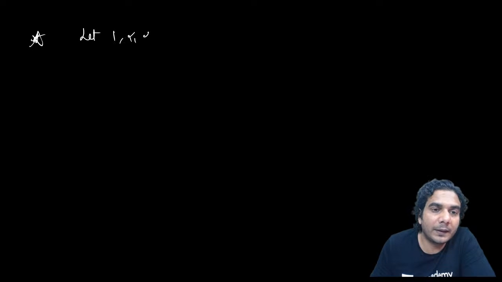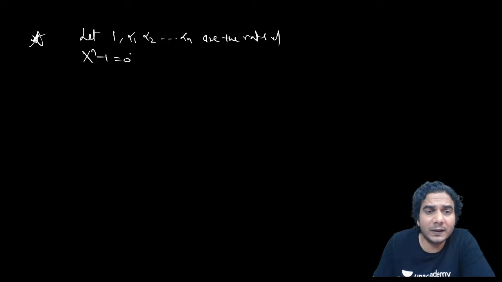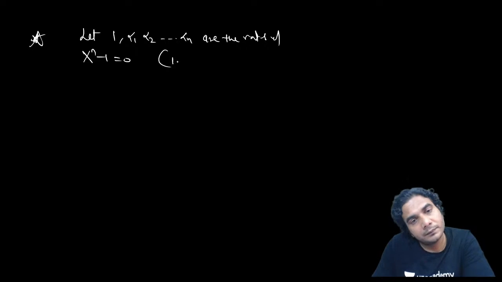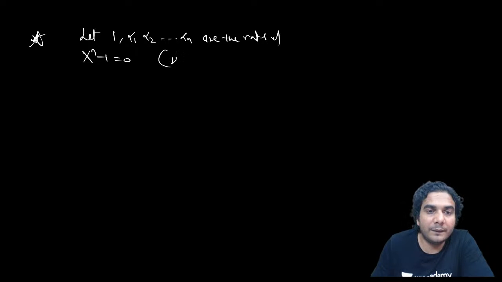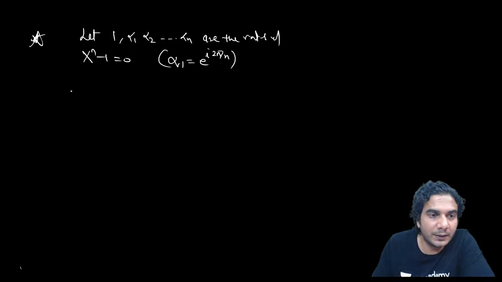Now the next important point. You can write, let alpha 1, alpha 2 and so on up to alpha n be the roots of x raised to n minus 1 is equal to 0. So again alpha 1 is alpha, alpha 2 is alpha square, alpha 3 is... So that means alpha 1 is basically e raised to i 2 pi by n, okay. Then alpha 2 will be e raised to i 4 pi by n, and so on. All right, so x raised to n minus 1 is equal to 0 has n roots.